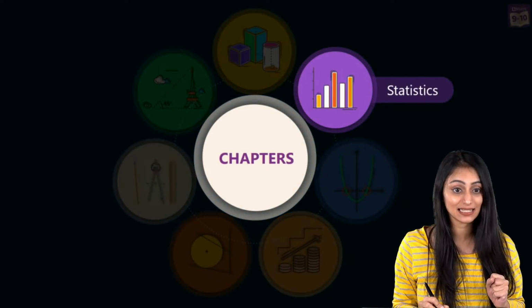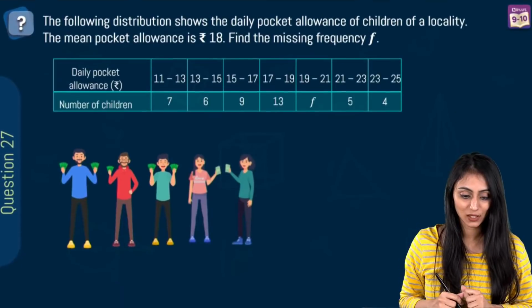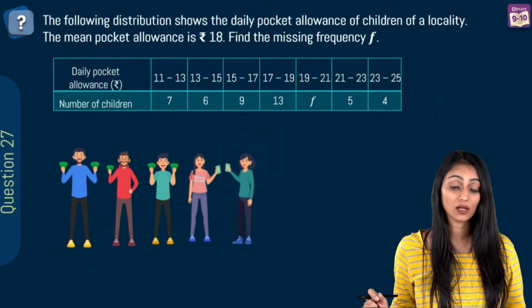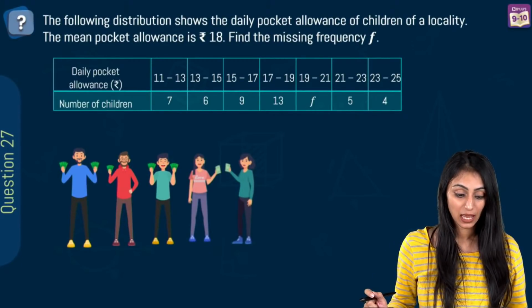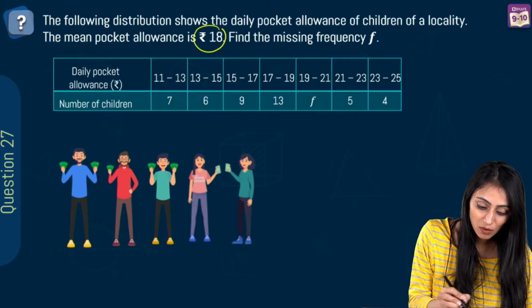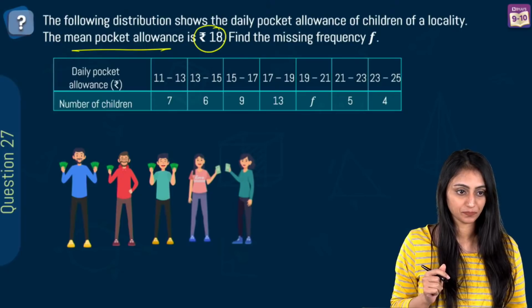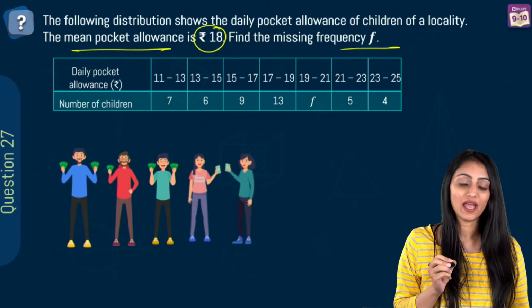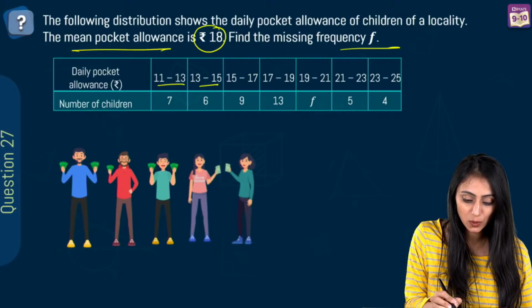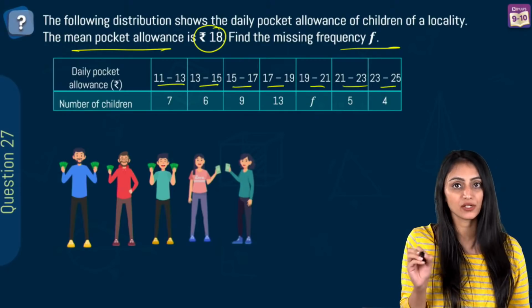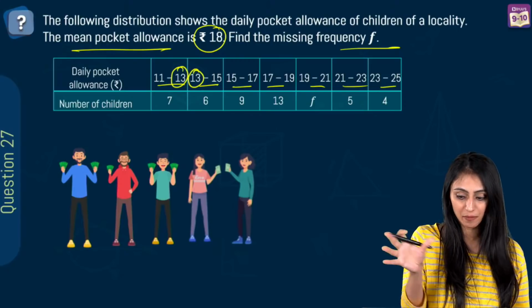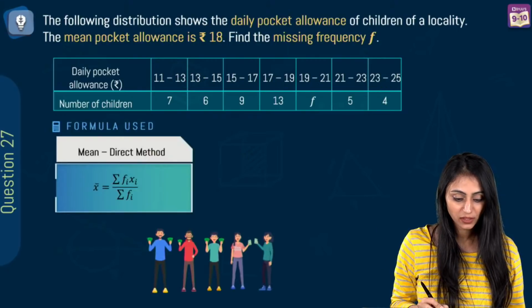Now I'll be discussing statistics. Alright, let's take a look. Question number 27. The following distribution shows the daily pocket allowance of children of a locality. The mean pocket allowance is 18. So I'm already given the mean in the question, right? Find the missing frequency f. You can see that first of all when you look at the data, first see whether the data is continuous or not. It is continuous, right? Because the upper limit over here and the lower limit are matching with each other. Now we have to find out the missing frequency.